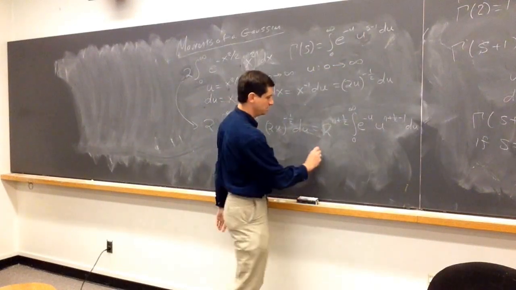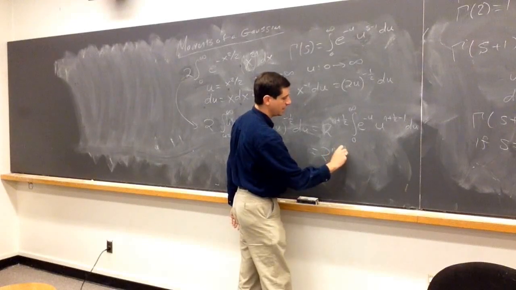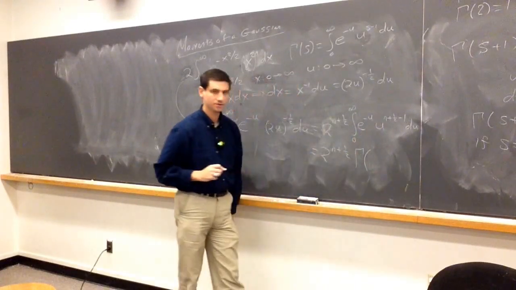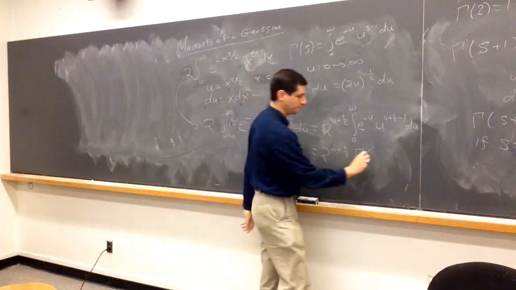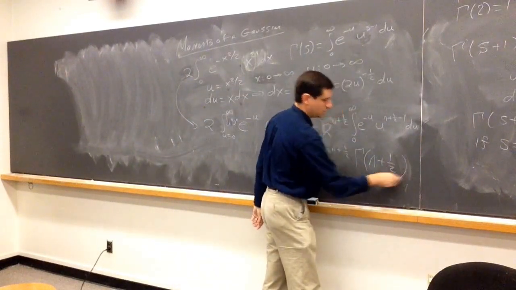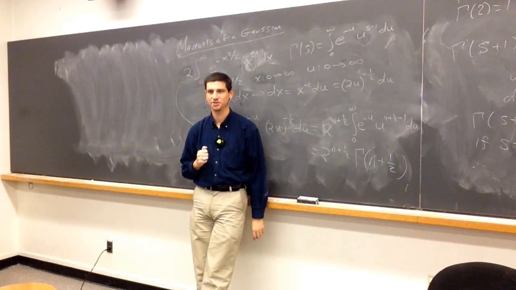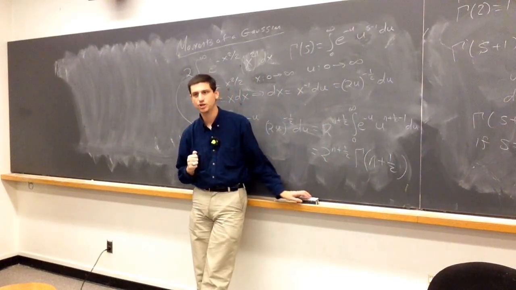And so now we get 2 to the n plus a half gamma. And now where do we evaluate gamma? N plus a half. We get all the moments of the standard normal through the gamma function. It's a nice change of variable.